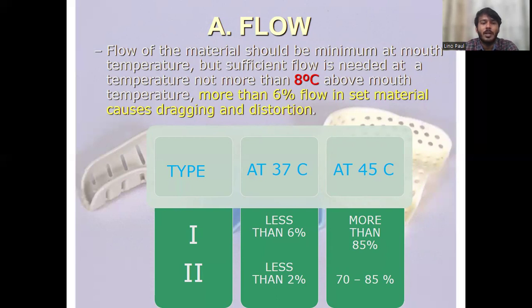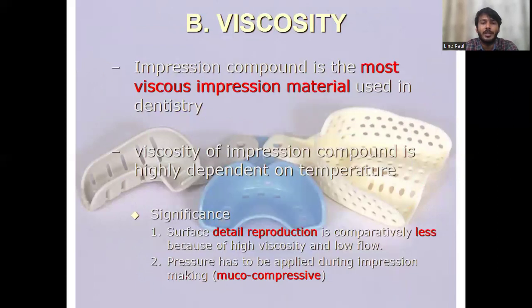For type 1 and type 2: type 1 is the low fusing and the medium fusing, that is the green stick and the impression compound. At 37 degrees Celsius, the flow should be less than 6%, and at 45 degrees Celsius, it should be more than 85%. And for the tray compound type 2, at 37 degrees Celsius, the flow should be less than 2%, and at 45 degrees, it should be around 70 to 85%.